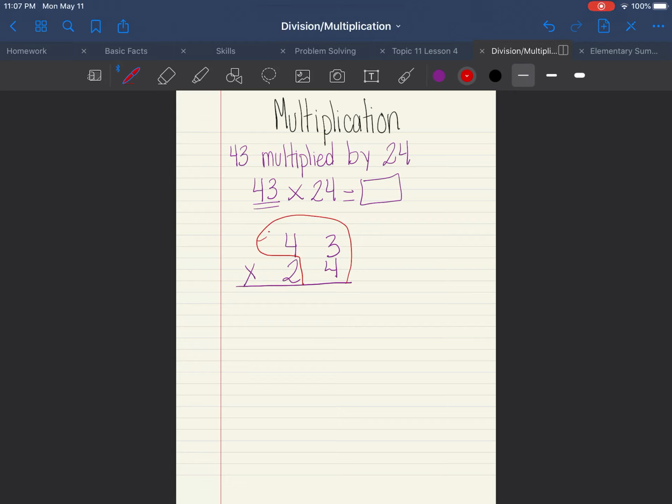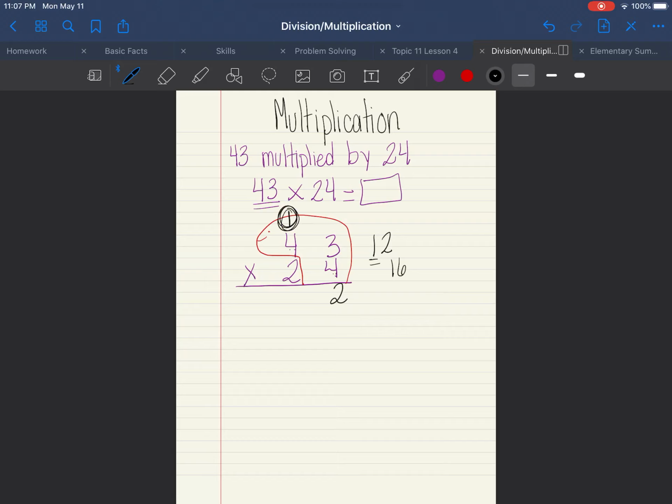So remember, I showed you in class that we have the turtle head, and I kind of made the neck very thick. It should be a little bit thinner. But the first thing we're going to do is multiply inside of the turtle head. This is what you learned in 3rd grade. 4 times 3, that gives me 12. But we do not write 12. We write 2 at the bottom, and then the 1 gets regrouped.